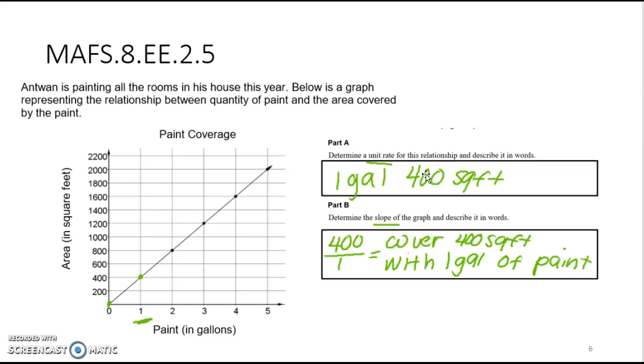All right, so this was part 1. We covered the standard MAFS.8.EE.2.5, which covers all of proportional relationships. Check out part 2 so we can keep moving right along through these standards so you are all set for your interim assessment.